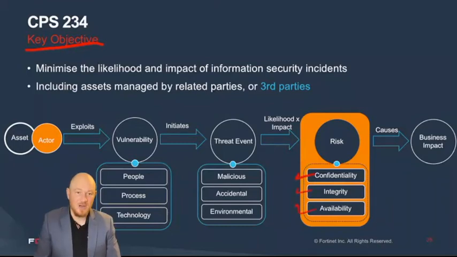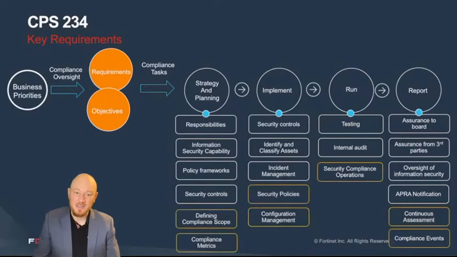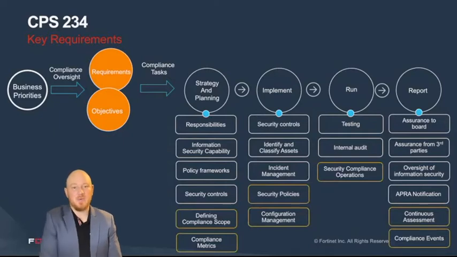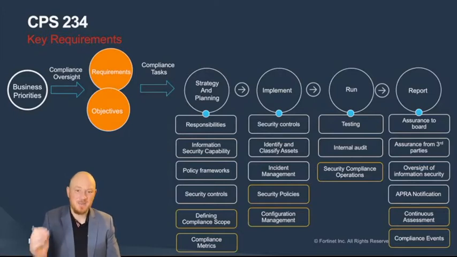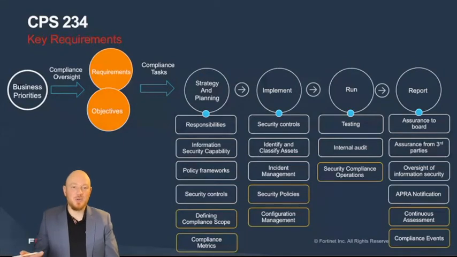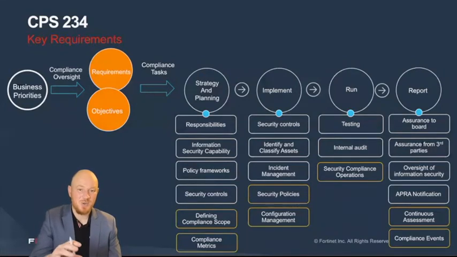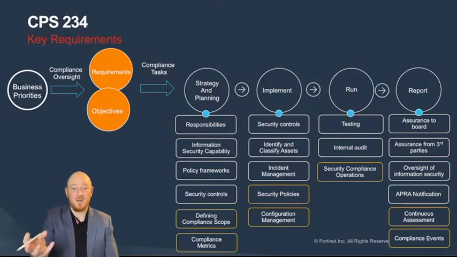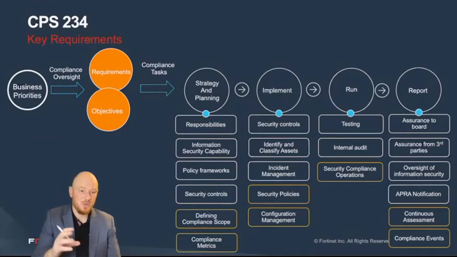So the ones I've marked in orange are not necessarily included directly in the policy, but it's also good practice to follow. So again, this is a very vague policy sometimes, but there are some clear controls that they are looking for. So the implementation would normally include other security controls, such as security policies and configuration management, but also reporting is also focused on assurance to the board.